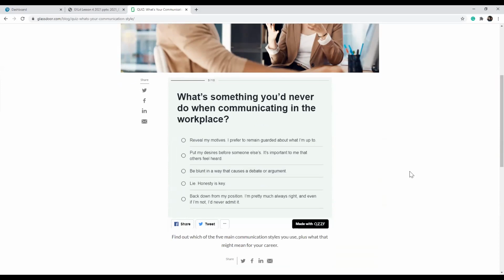Okay. What's something you'd never do when communicating in the workplace? Reveal my motives. I prefer to remain guarded, but my desires before someone else's. It's important to me that others feel heard. Be blunt in a way that causes a debate or argument. Lie, honesty is key. Back down from a position. I'm pretty much always right, and even if I'm not, I'd never admit it.